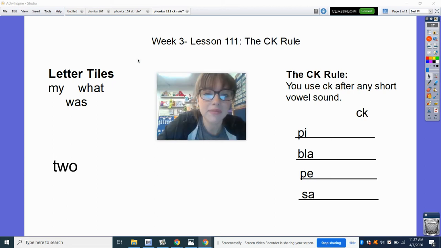Hi guys, this is week 3, lesson 111, and we're still going over the CK rule. Grab your worksheet and your letter tiles. And the first thing we're going to do today is we're going to work with our letter tiles, and we are going to write and do some words.